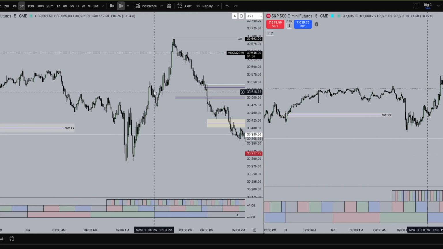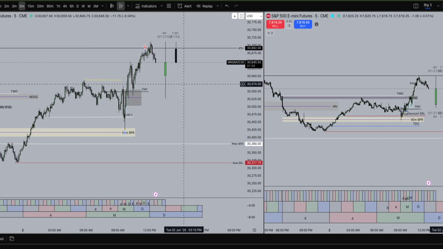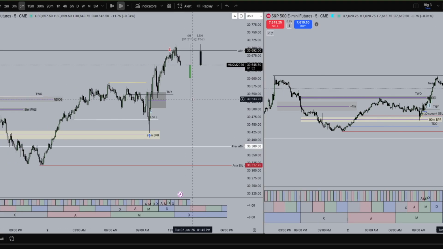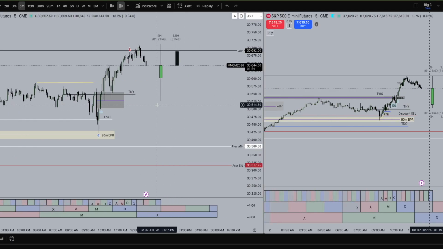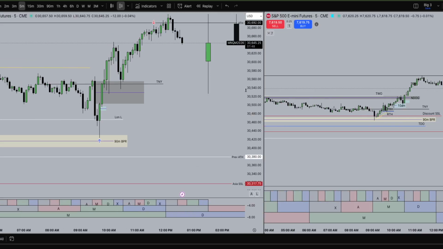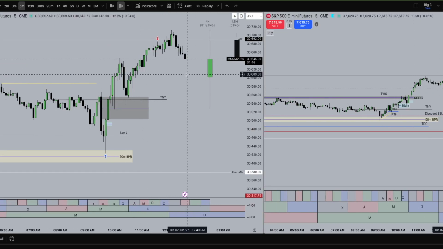It was our 30-minute PO3 continuation to high time frame draw on liquidity, which we hold through the 30-minute, we hold through the 4-hour and the 90-minute, which give you confirmations to hold because it's basically just confirming the continuation, right?